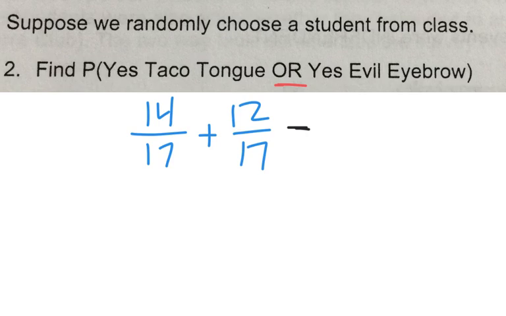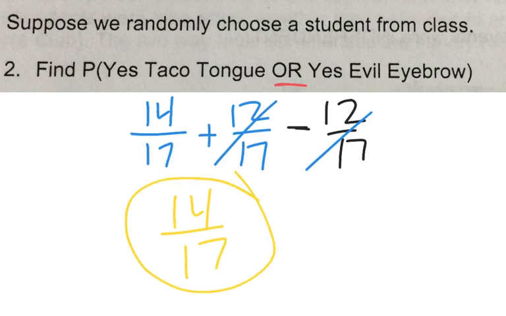That would be these 12 people, right? So again, your class was a little funny because you had nobody in this column, right? That's what makes these two numbers be the same. Because you had no one that could evil eyebrow but could not taco tongue. Okay. So if I add these up, the plus 12/17 and minus 12/17, those cancel out. And I'm left with only 14 over 17.